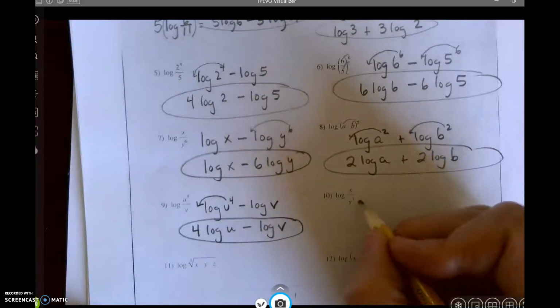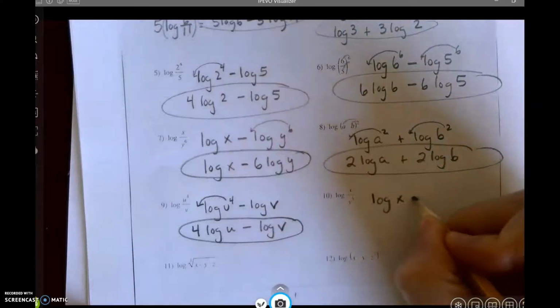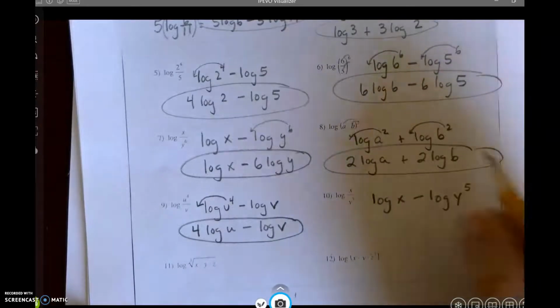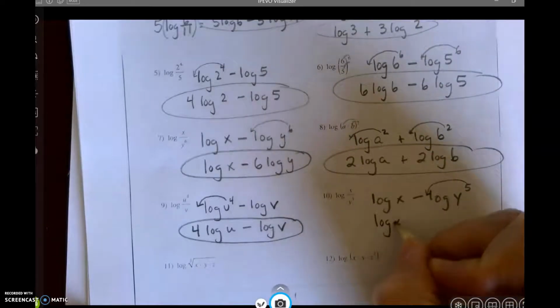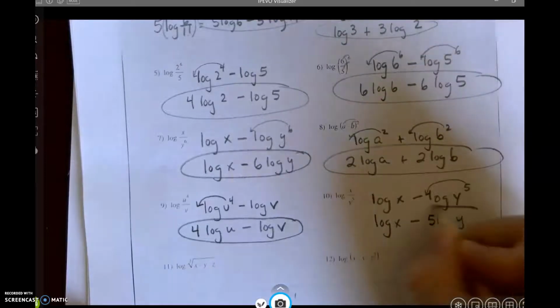Number 10, notice that 5 is only with the y, so I've got log of x minus log of y to the 5th. Now I can pull the 5 out in front, get log of x minus 5 log of y.